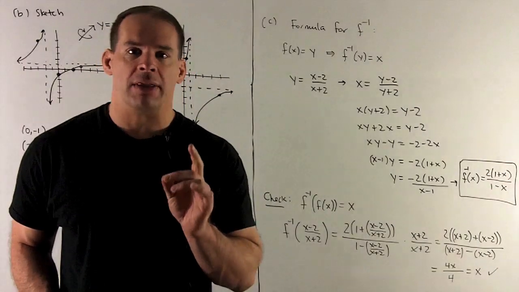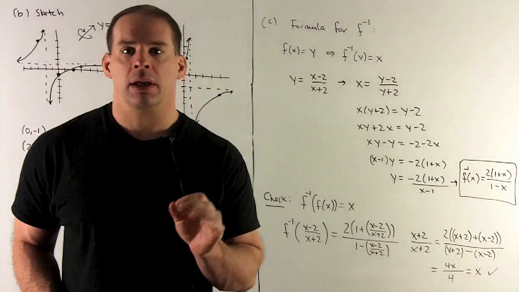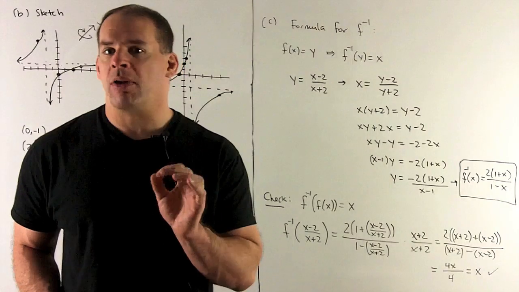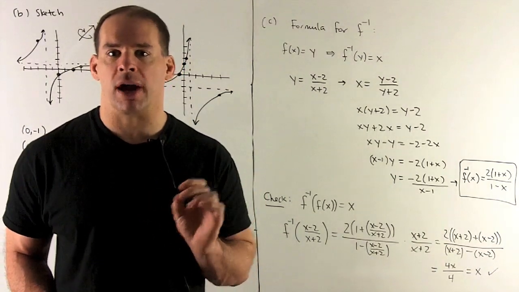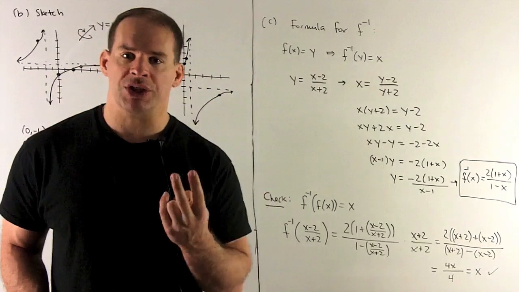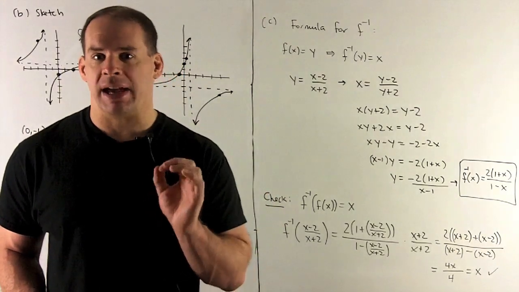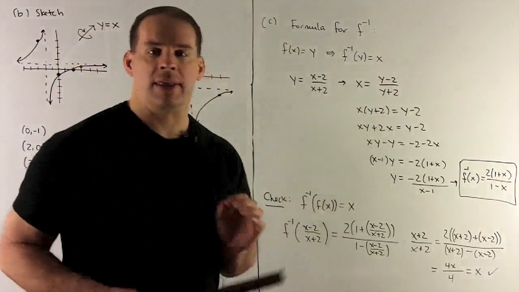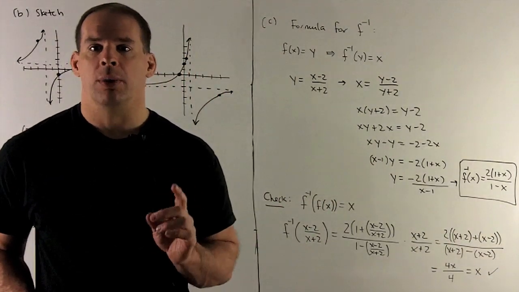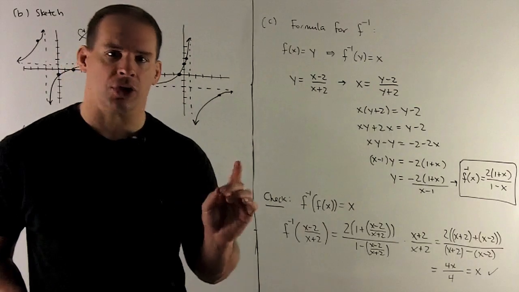Now, let's find the formula for f inverse. How do I proceed? We start by writing y equals f of x. So I'll have y equals (x minus 2) over (x plus 2). We switch x and y. That's going to give me x equals (y minus 2) over (y plus 2). And then I just solve for y. So we push the y plus 2 to the other side.